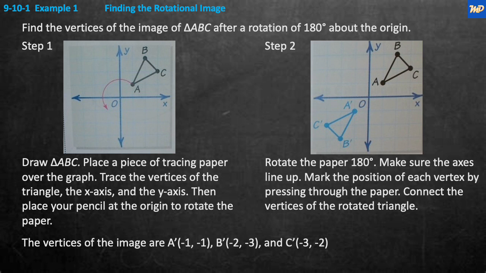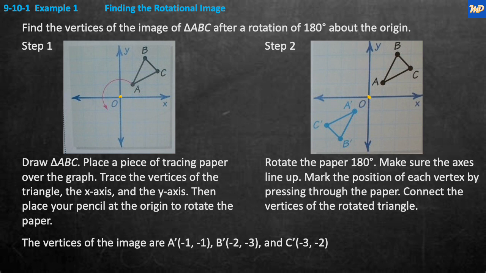Okay, example 1, finding the rotation image. Find the vertices of the image of triangle ABC after a rotation of 180 degrees about the origin. So that means we're going to be rotating about this point. Rotating around this point right here, the origin. It's got a little O there for origin. Draw triangle ABC. Okay, you've got triangle ABC drawn.